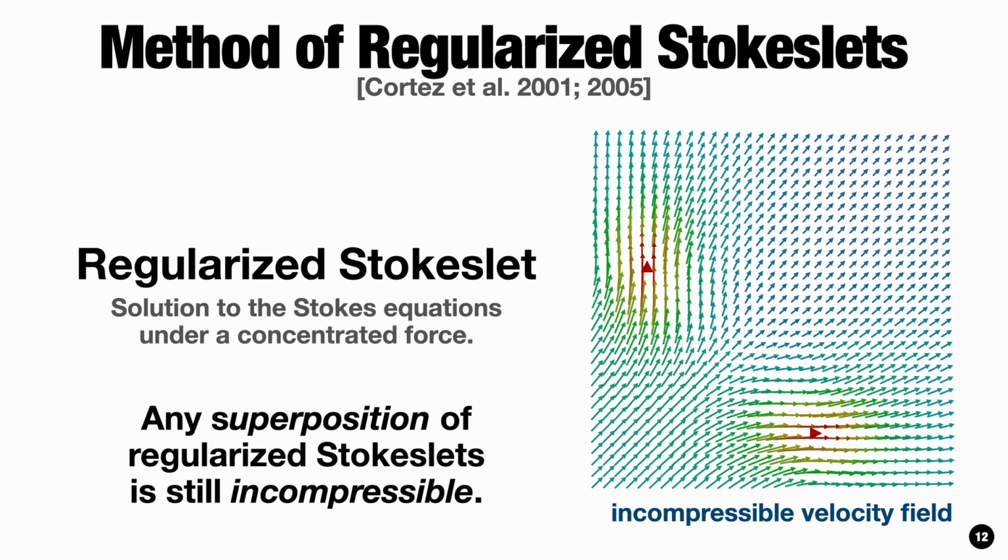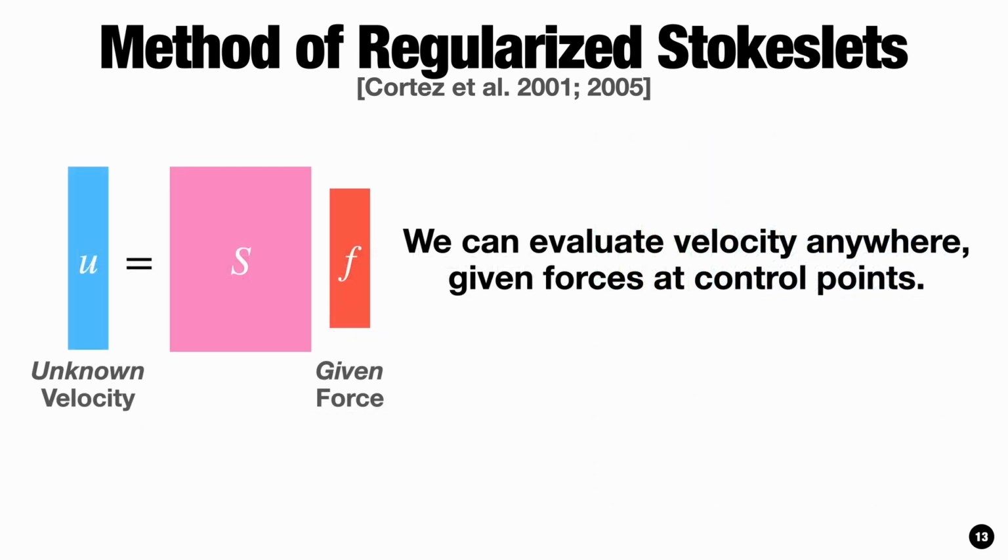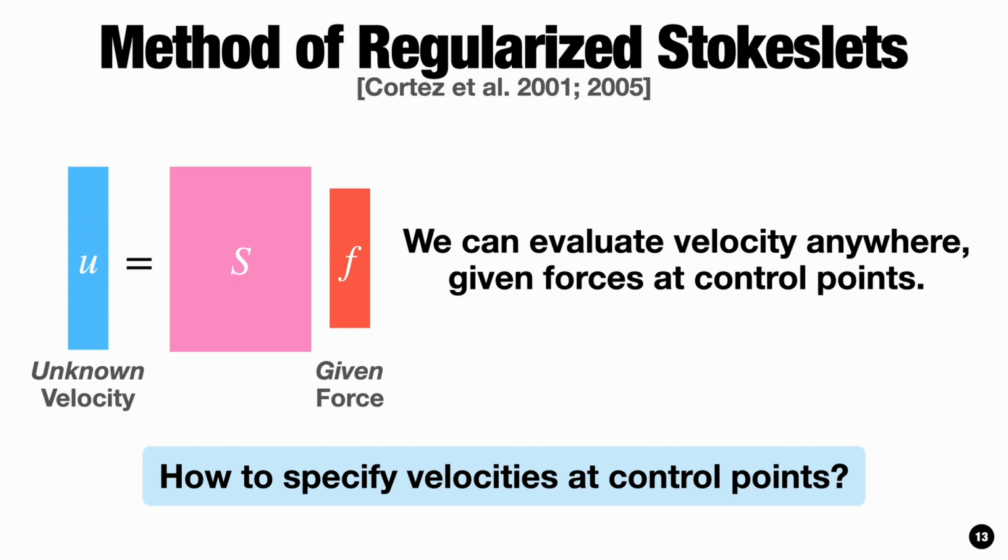Using the matrix notation, we can write the relationship as this. We can evaluate the unknown velocity u at any point inside the space by considering the effects of all point concentrated forces, where the matrix S relates the two quantities linearly. With this, we can compute the velocities given the forces at control points. But how do we specify the velocities at the control points instead?